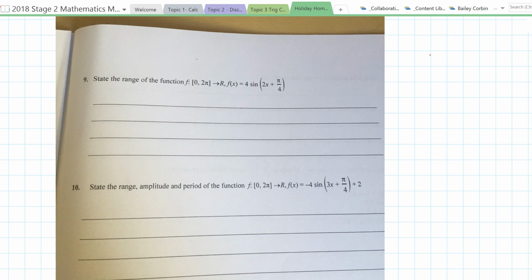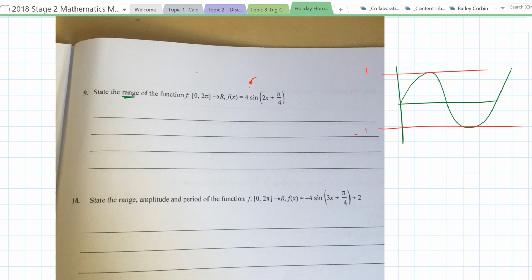Alright, so to help you answer your questions, here, range, remember, is the possible values that the y can take. So looking at a sine graph, the range is essentially the distance from there to there, or how far can it go between. Now, an ordinary sine graph goes between 1 and -1.